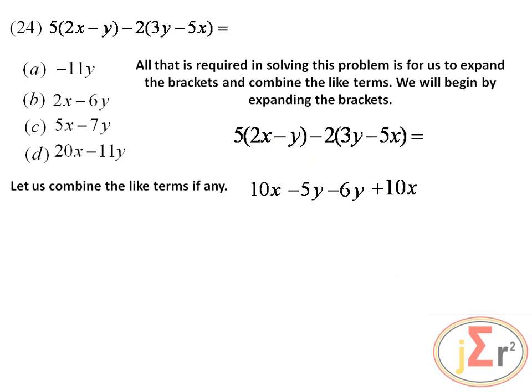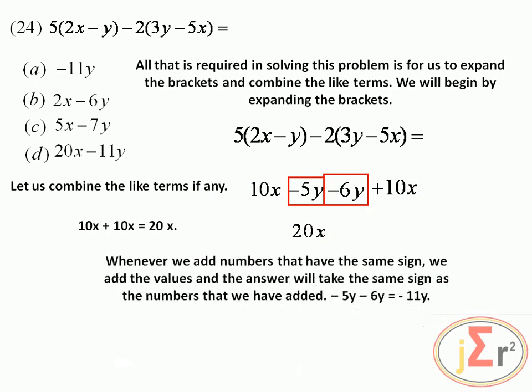Let us combine the like terms, if any. So 10x plus 10x is equal to 20x. And what else? Negative 5y with negative 6y, what do we know? Whenever we add numbers that have the same sign, we add the values and the answer will take the same sign as the numbers that we have added. So adding negative 5 to a negative 6, we end up with a negative 11.